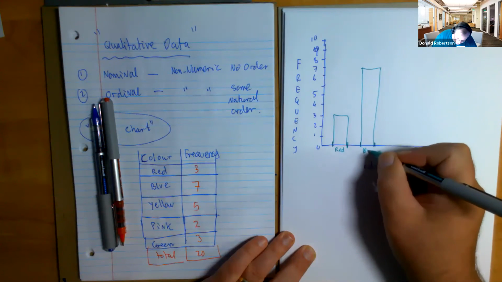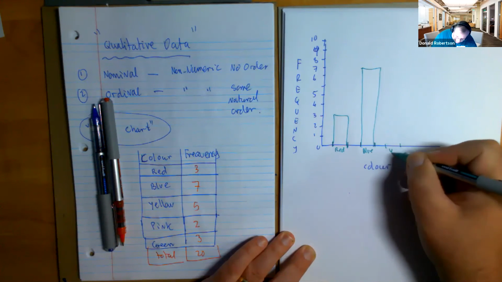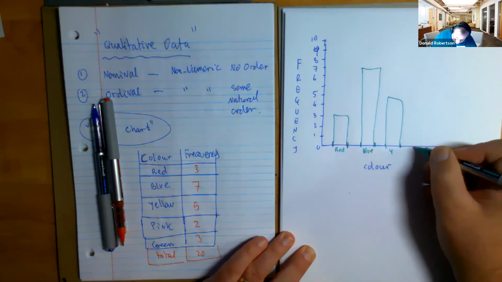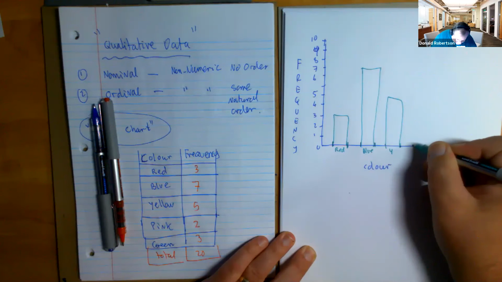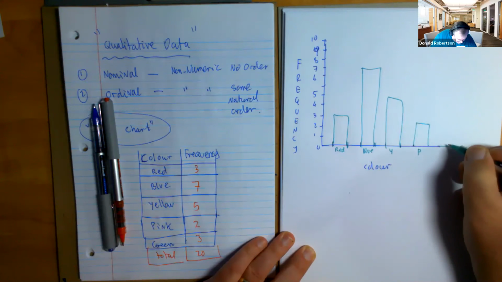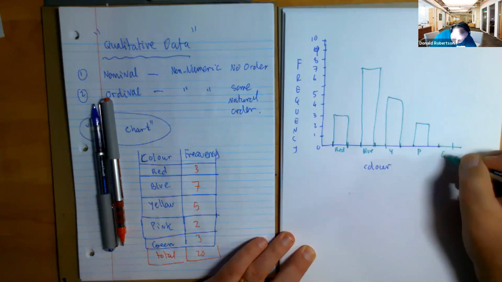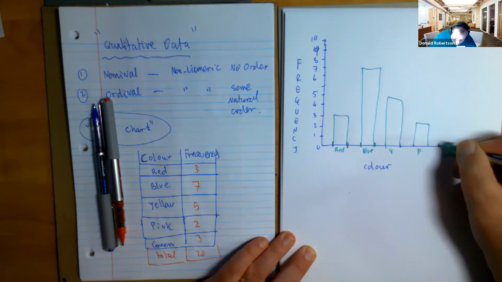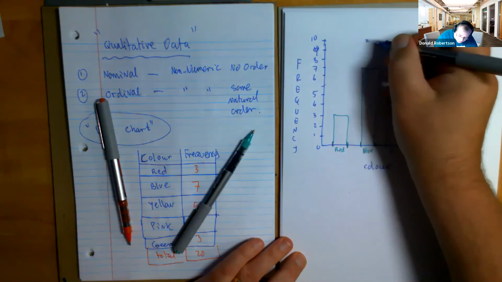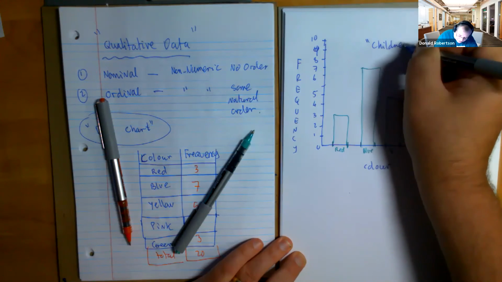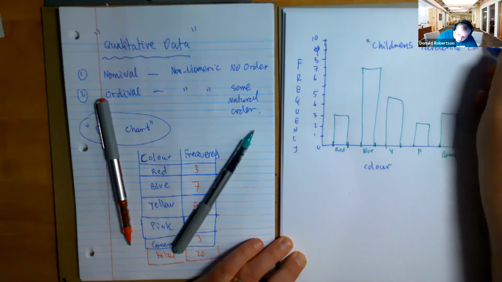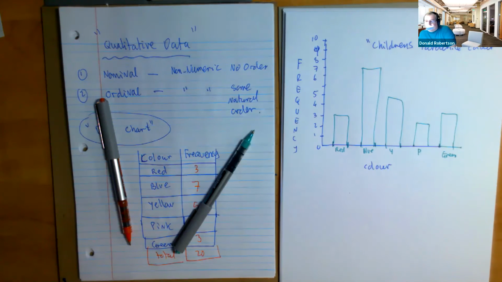And this is blue. Then you leave a gap, and you do yellow, I'll just call it Y, and that's up to 5. And then you do a gap, and you do pink, and that just gets up to 2, call it P. And then right at the end, you've got green, and you go up to 3. And you probably should have a heading, which is, in this case, children's favourite colour. Agreed?